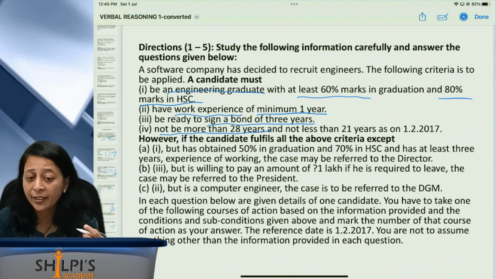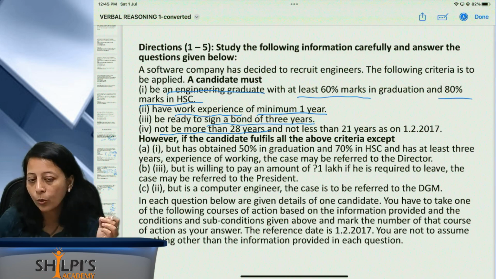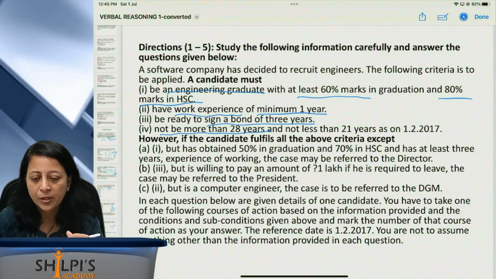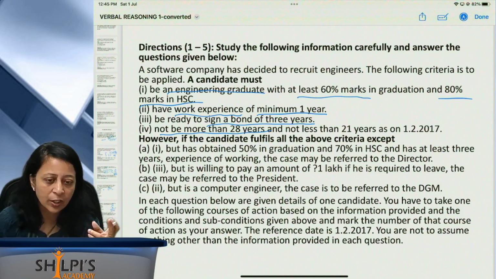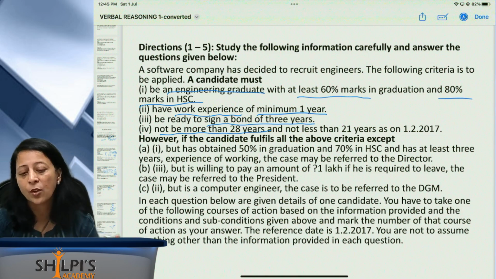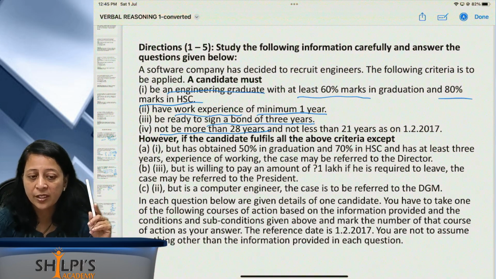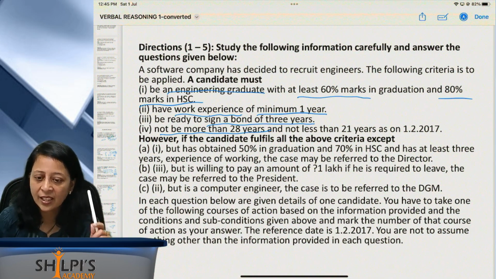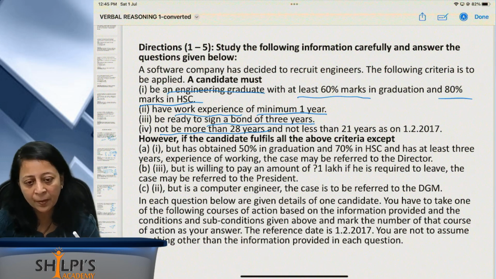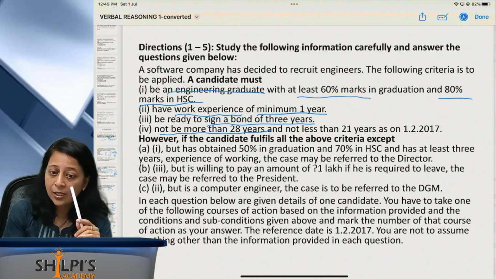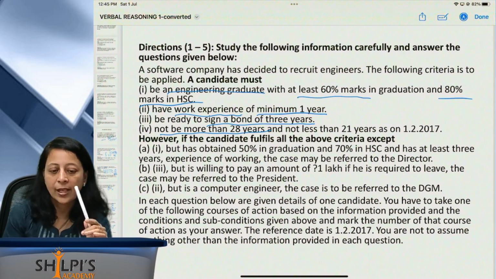If, however, the candidate fulfills all the above criteria except one or two, what will it be? First one: suppose he has obtained 50% in graduation, when he actually needs 60%, and instead of 80% he has got 70% in HSC, and has at least 3 years of experience. They said minimum 1 year, but he has got 3 years. Then you can refer to the director. If the marks are less, but he has more experience, he has to be referred to the director.